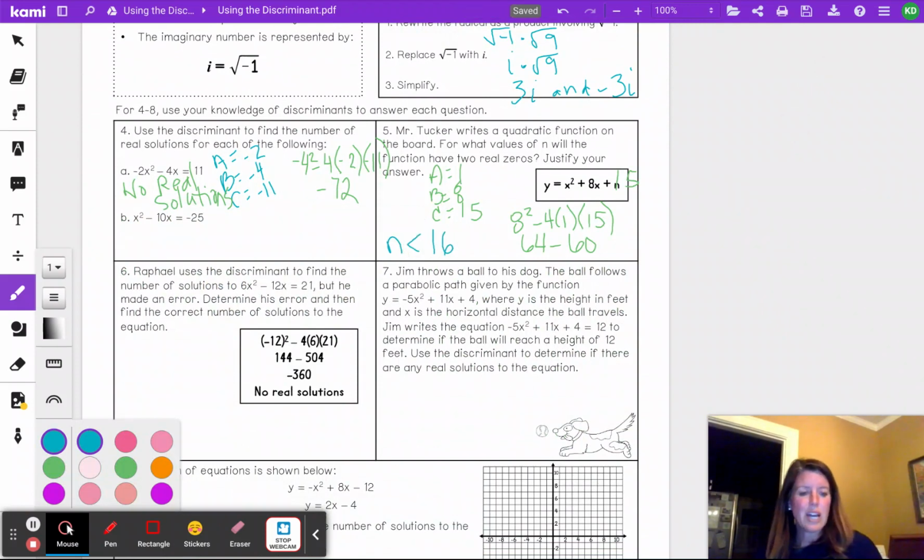A good way to get started with this, if you're asked a question like this, is to make it a perfect square trinomial, complete the square, and go from there. And if it's asking you for no real solutions, then you know that this has to be a number greater than 16. If it's asking for 0 solutions, it can just be n equals 16. Okay?